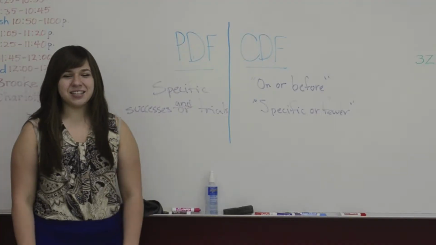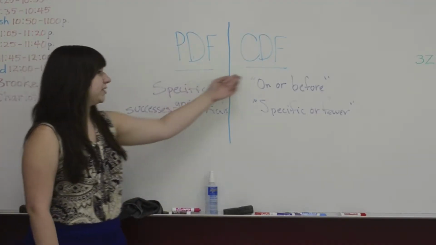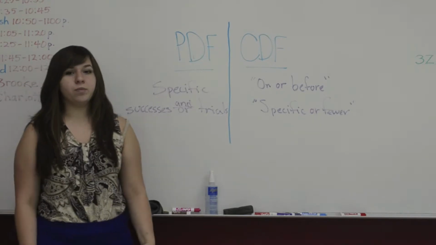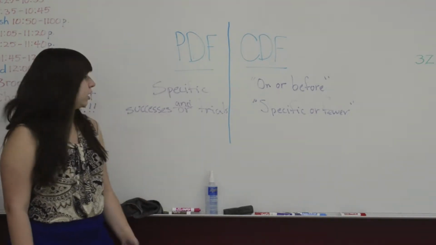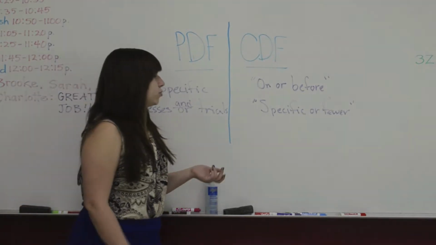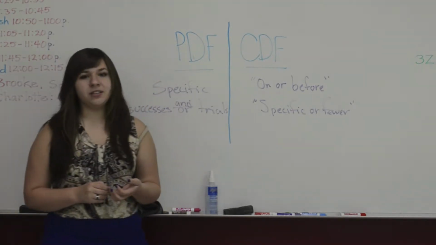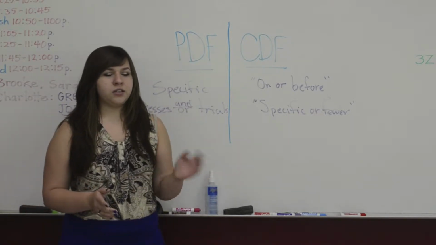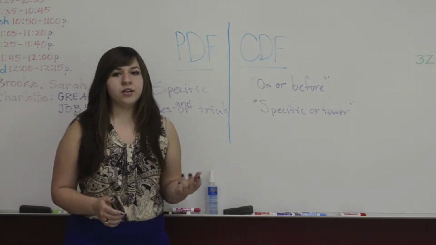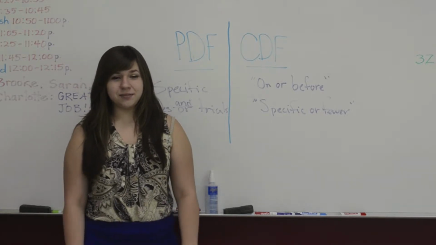So these statistics can be broken down into two parts, PDF and CDF. PDF is more specific because it uses a certain amount of successes and/or trials. CDF is more broad because it uses on or before, or a specific number or fewer, which means within a set amount of trials, there will be a certain amount of successes or fewer. Now let's get down to the details.